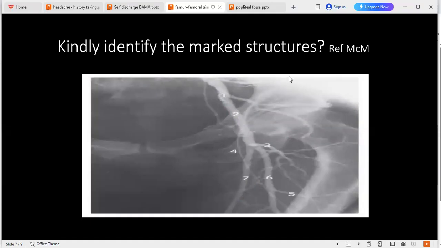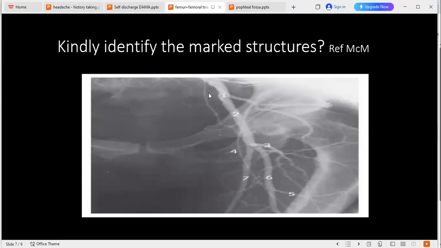Can you please tell me what you are looking at? What kind of image is this? Arteriogram of the lower limb, covering the pelvis and upper thigh. Can you give me the indications for when you will ask for this investigation? Peripheral vascular disease. Please identify the structures 1 to 7.